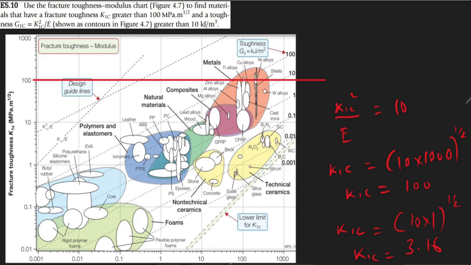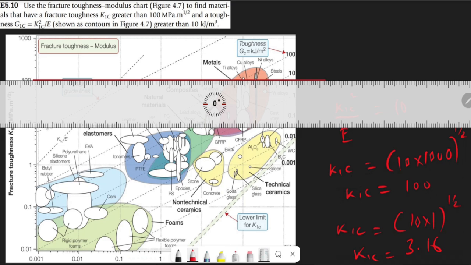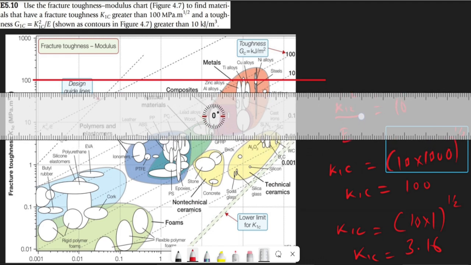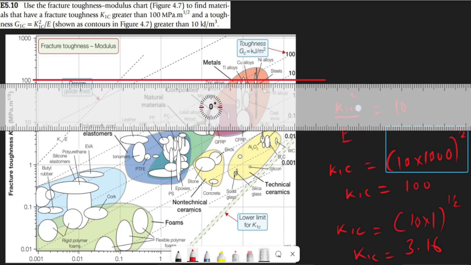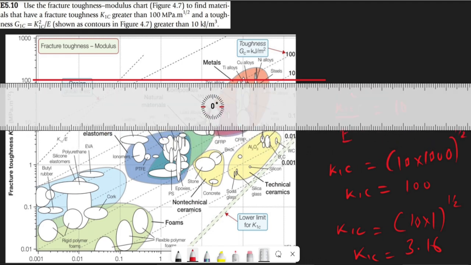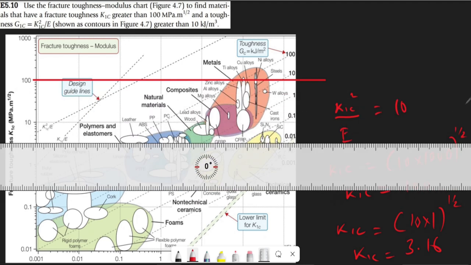So we bring out our ruler again, and we are looking for 2 points. First, when K1C is equal to 100, this is equal to 1000, the same point. So this is the point we are looking for when K1C is equal to 100. There is no need to redo it, we already have a line.